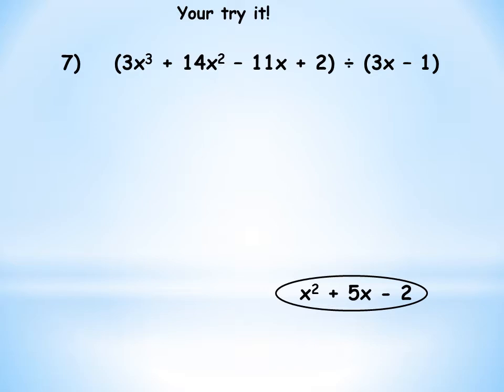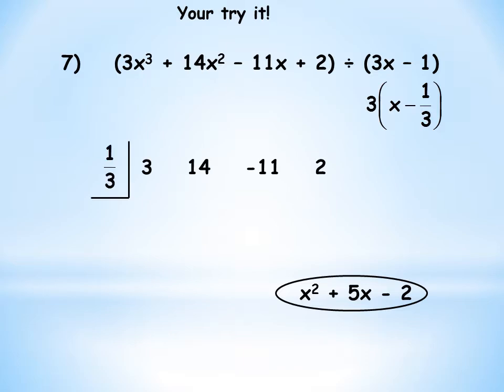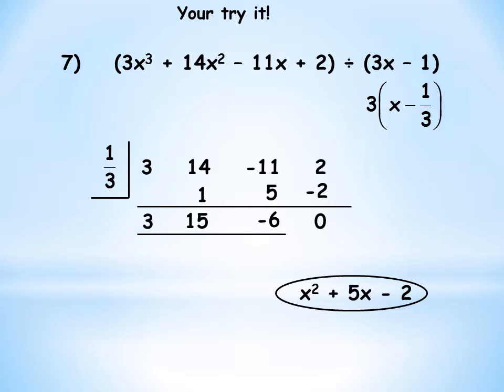Did you get x squared plus 5x minus 2? All right, you're going to factor out the 3. You're going to divide by 1/3. I have x to the third, x squared, x, and a constant term, so I don't need any zeros. I'm going to bring down the 3. I'm going to multiply. I'm going to add. I'm going to multiply. I'm going to add. I'm going to multiply, and I'm going to add. I'm going to now take my coefficients and divide them by the 3 that I factored out, and I'll get x squared plus 5x minus 2.